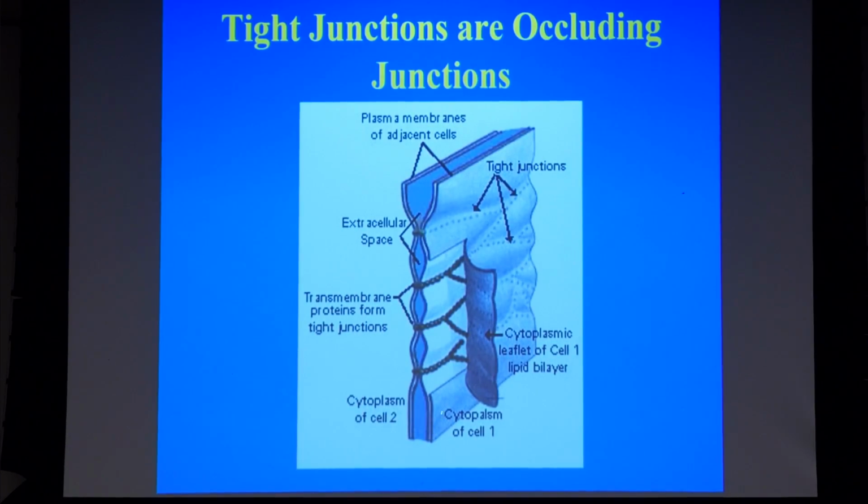Now, to walk you through the structure that they're showing here, this is the cytoplasmic leaflet of the phospholipid bilayer. This is the extracellular leaflet of this cell. So we're going to call this the cytoplasm of cell 1. So we go across the two leaflets. We're now in the extracellular space. So this blue area is extracellular space. This is now the extracellular leaflet of the phospholipid bilayer of cell 2, the cytoplasmic leaflet, and now the cytoplasm.